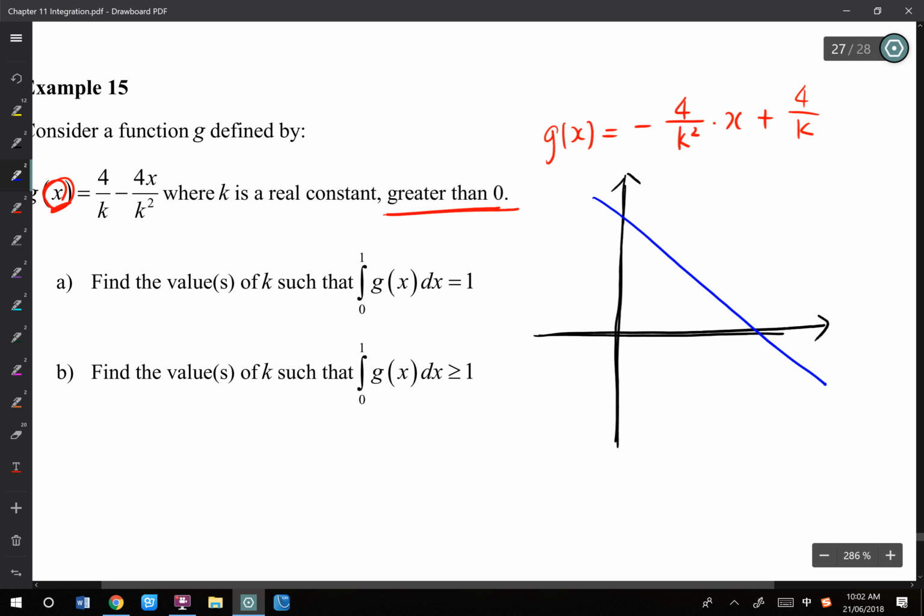This will be the linear. Well, it can have a different slope and the y-intercept can change. But the y-intercept is definitely positive because it gives you k greater than 0. So it's a decreasing function. 4 over k squared is definitely positive, and negative of that is a negative number. Negative gradient, positive y-intercept, the graph can only look like that.